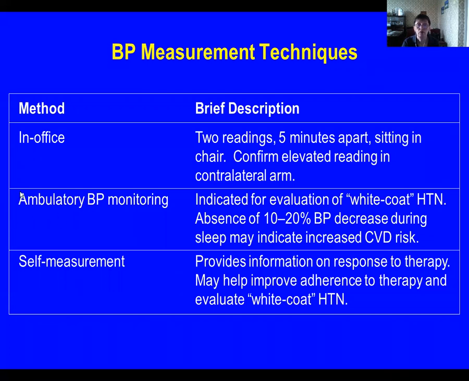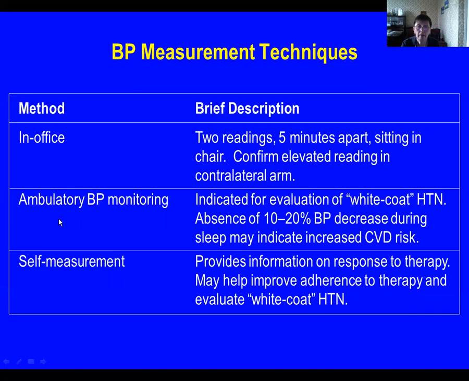So first of all, about BP measurement techniques. First of all, we use, of course, in-office measurement of the blood pressure. It means when the patient comes to the doctor for a visit, you measure blood pressure. It should be at least 2 readings, 5 minutes apart, when the patient is sitting in a chair. And you should measure the blood pressure on both arms.